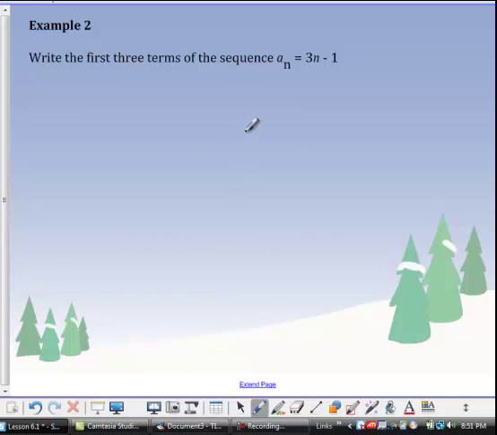Write the first 3 terms of this sequence. Here they are referring to that A again. So what this is saying is to find any term of sequence A, we simply take the term number, multiply it by 3, and minus 1. So we're going to start. We're going to put 1 in for n. So every time we see an n, we put in the number 1. The first term of sequence A is, ta-da, 2.